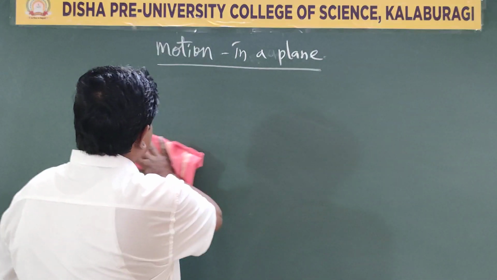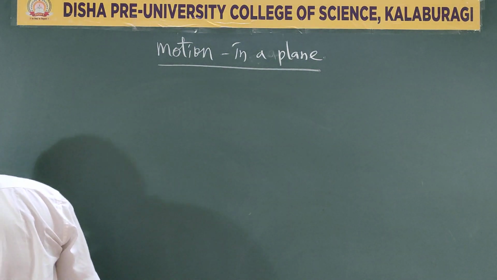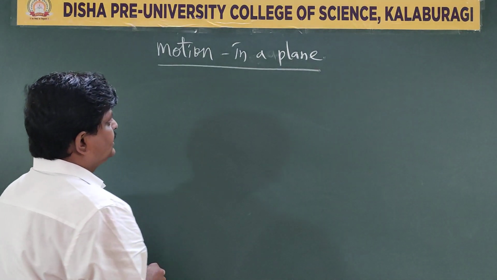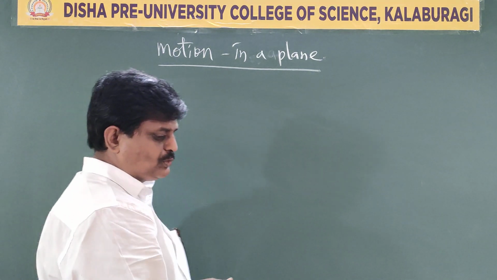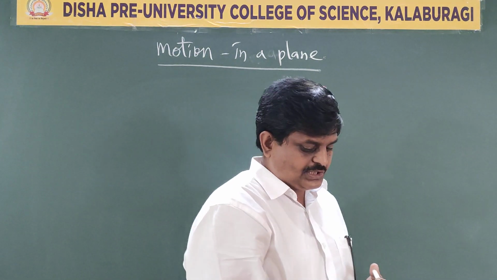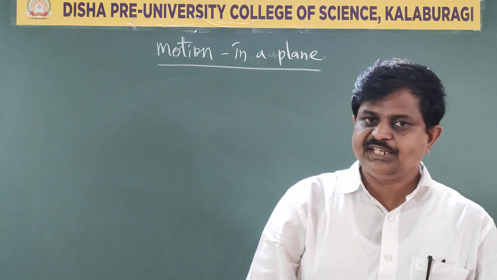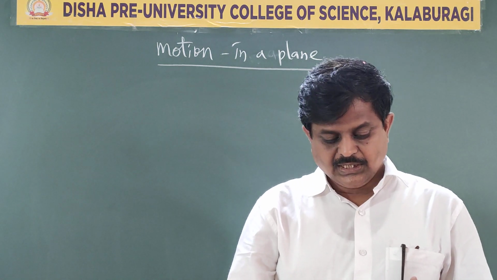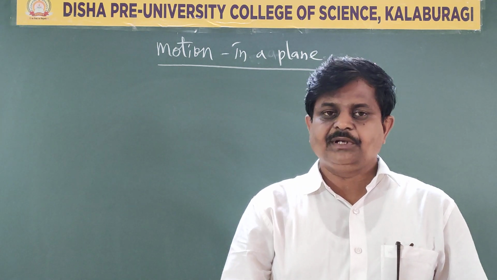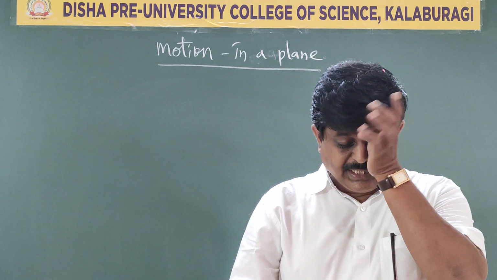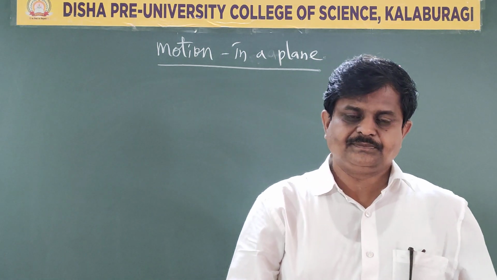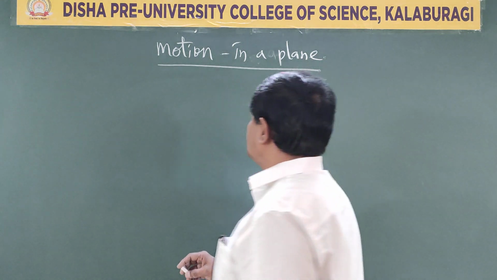See, now motion in a plane. Just now we have given an idea. What is a motion in a plane, please? One more time. It is a motion of an object on a surface or a plane, or the position of the object can be determined by any two coordinates. Okay, so that is what motion in a plane is.